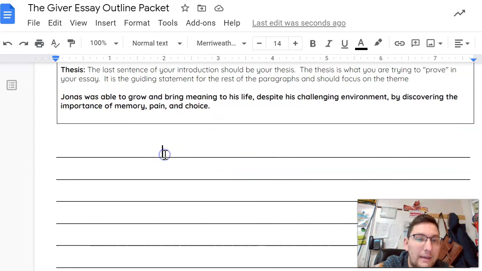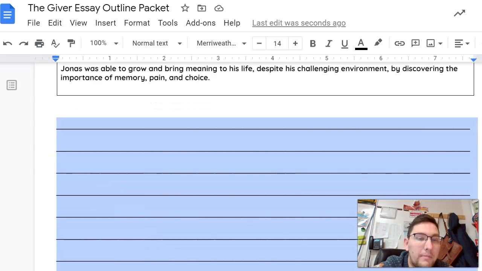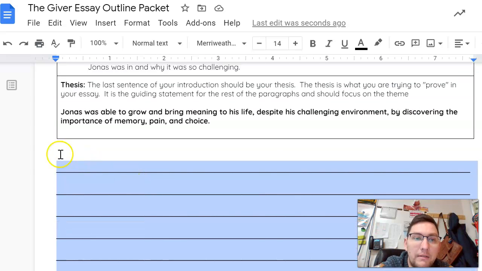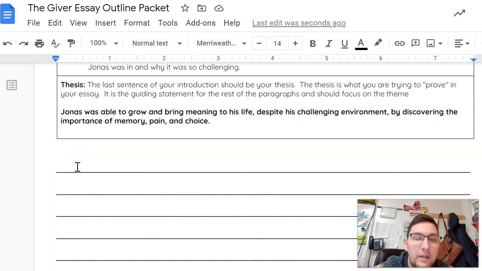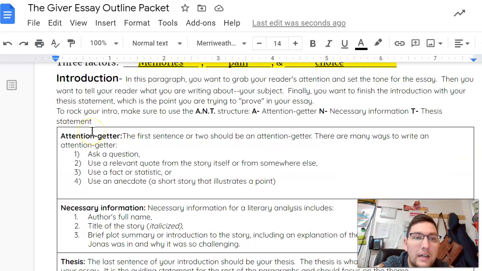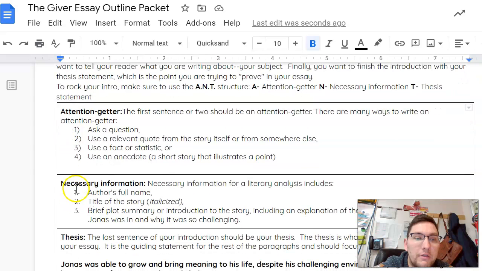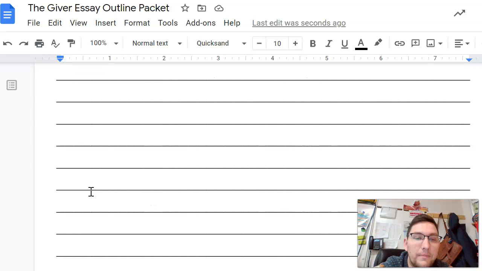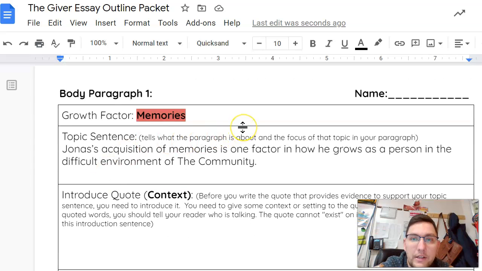And then you'll actually type it on these lines here. Now, if you're in person and prefer it to be printed out for you, that's fine, but you'll start to write your introduction here, and you need to ensure that you include everything in this box, and this box in your introduction. Okay, now here's where things get tricky, the body paragraphs.